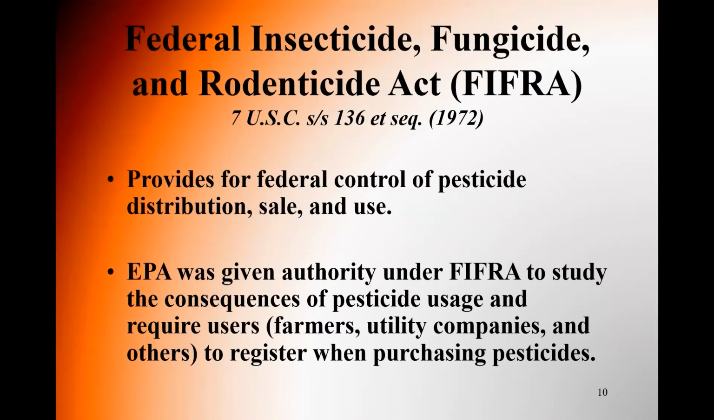The Federal Insecticide, Fungicide, and Rodenticide Act provides for federal control of pesticide distribution, sale, and use. The EPA was given authority under this to study the consequences of pesticide usage and require users, which are farmers, utility companies, and others, to register when using or purchasing these pesticides.